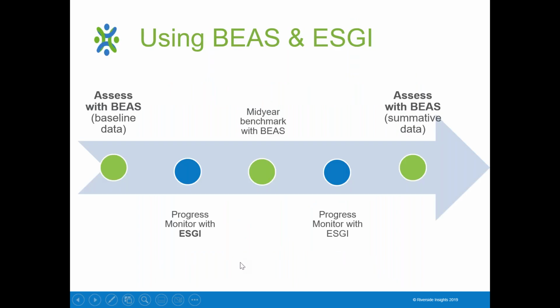So using BEAS and ESGI together, BEAS will be your baseline data that you benchmark multiple times a year to see the growth in those early literacy and mathematics skills. And then throughout the benchmark, you'll progress monitor weekly or multiple times a week using ESGI to make sure that they're gaining the skills they need to make that progress.